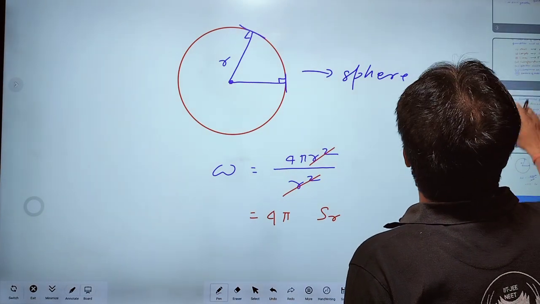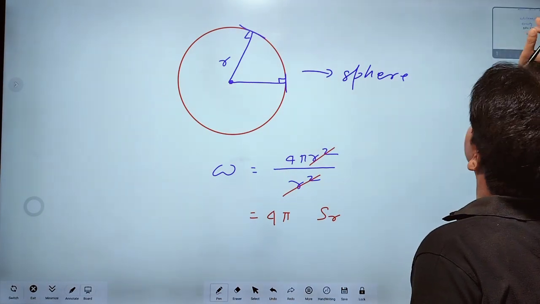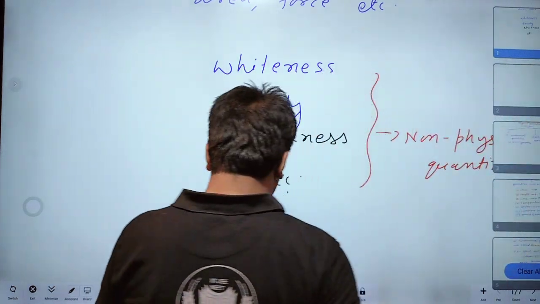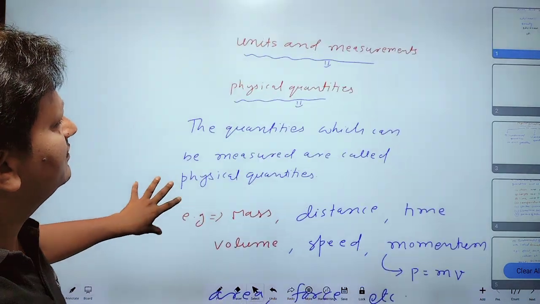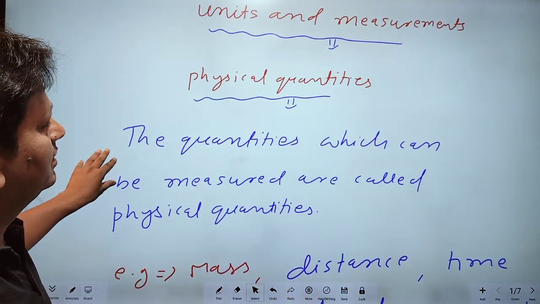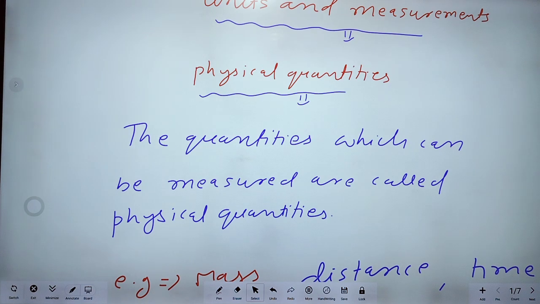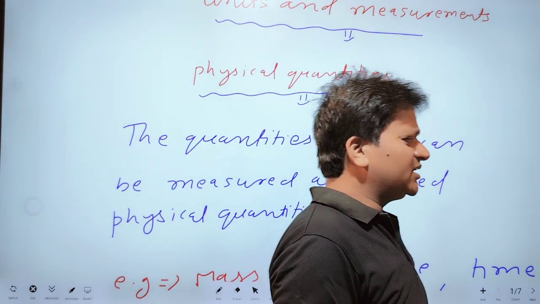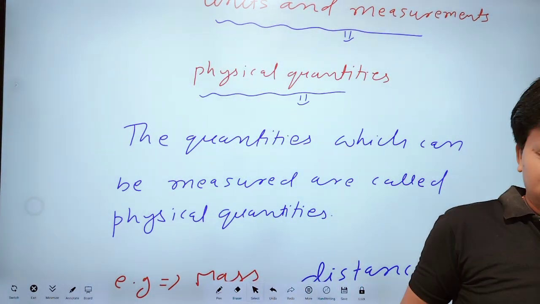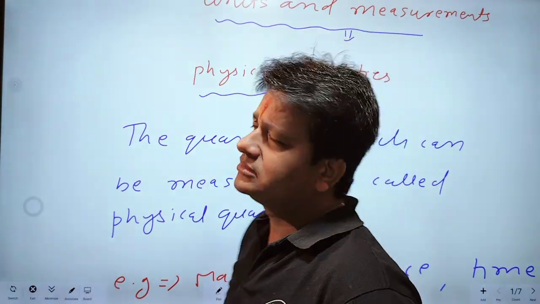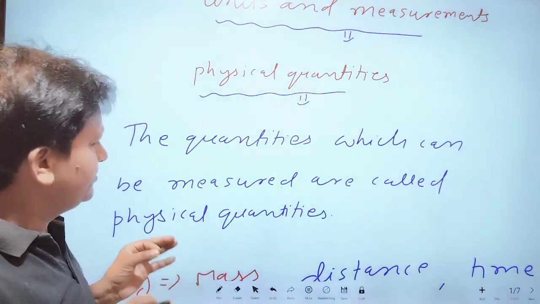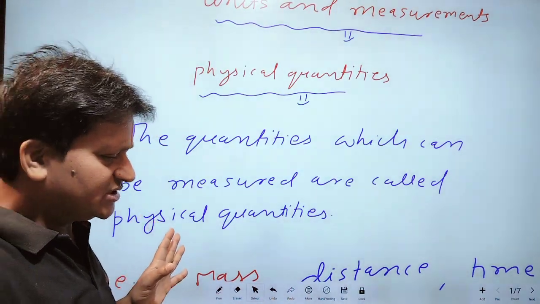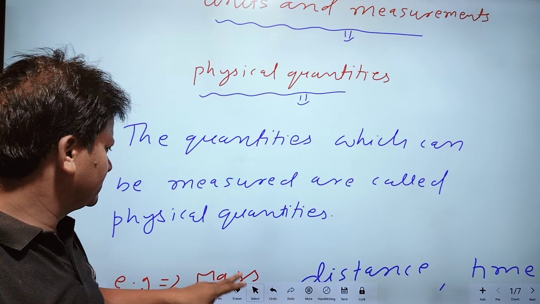First of all, I am going to discuss physical quantities. What are the physical quantities? The quantities which can be measured are called physical quantities. Those quantities which are measurable are called physical quantities, such as mass.